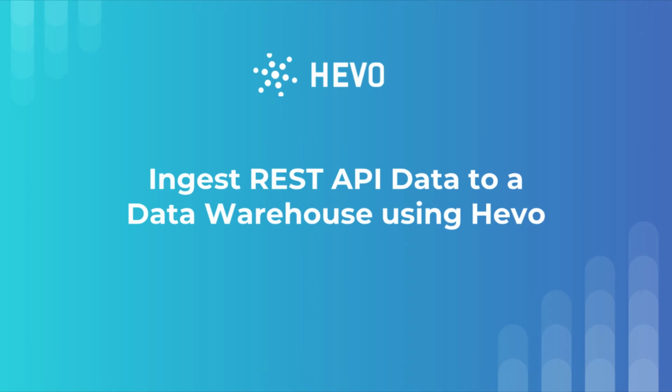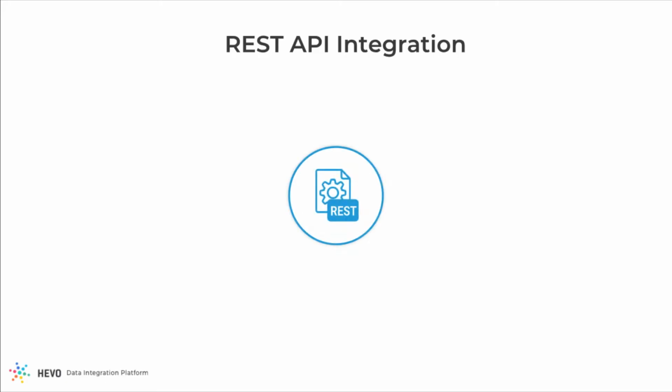Hello. In today's video, we are going to learn how to ingest data from a REST API to a data warehouse, such as Amazon Redshift, Snowflake, or Google BigQuery using Hevo. Using REST API as a source, we can bring data from a wide array of external applications, outside of the native connections that Hevo already provides.